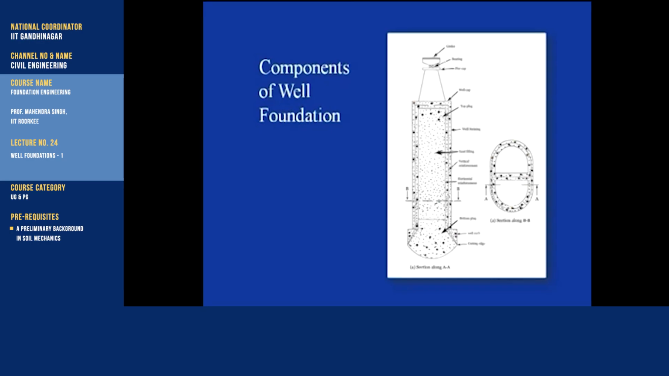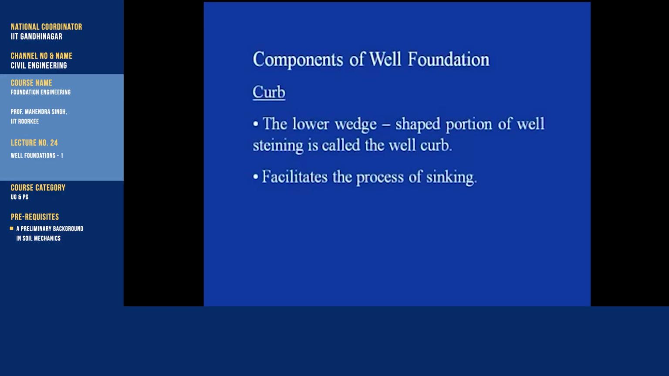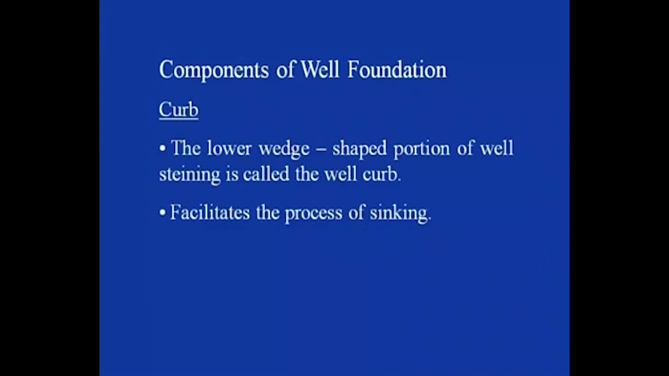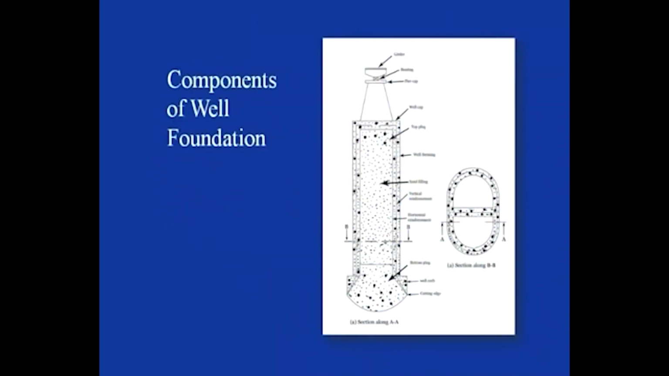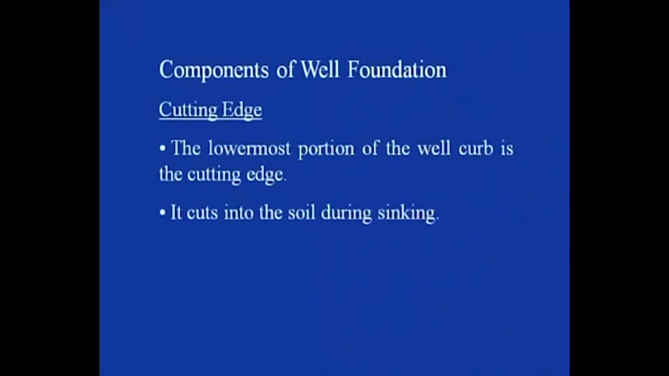The load which comes from the well cap goes to the well steining and then gets transferred to the subsoil. The next component is the curb, which is the lower wedge shaped portion of the well steining, called the well curb. This facilitates the process of sinking. In the figure you can see the bottommost portion of this well steining, running from this point to this point, and there you have this triangular structure, the well curb, which facilitates the process of sinking.